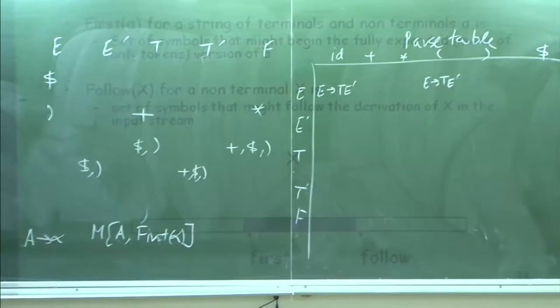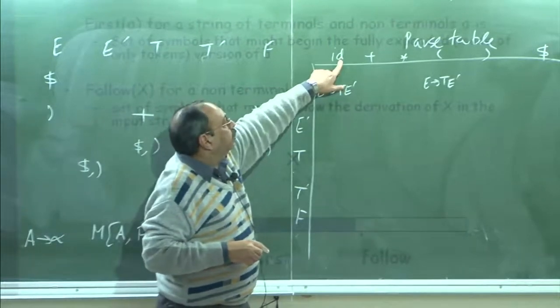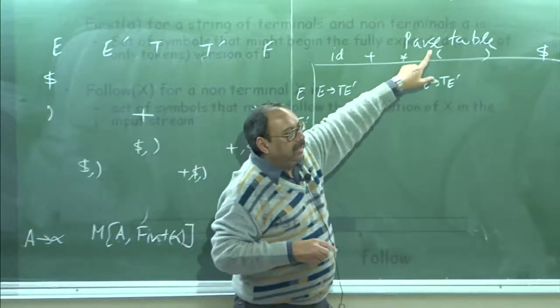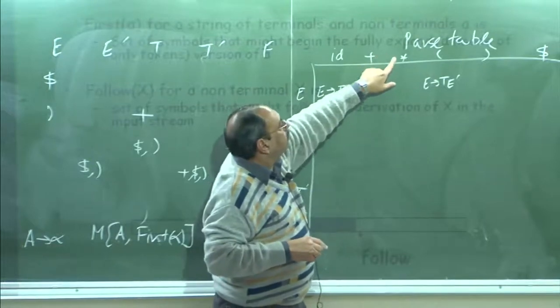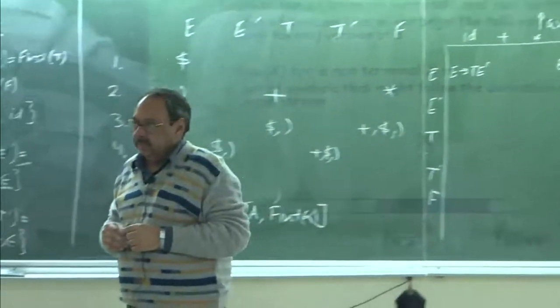Okay? Now this is also telling you something very interesting: all valid strings in this language must start either from ID or from left parenthesis. They cannot start from plus, multiplication, or right parenthesis. That will be wrong. Right?